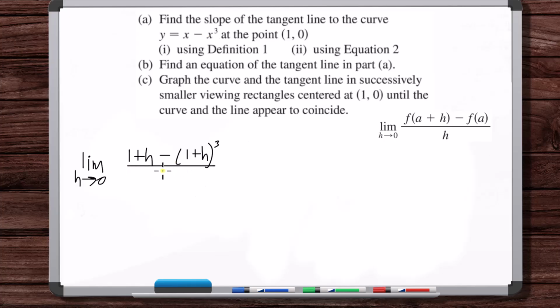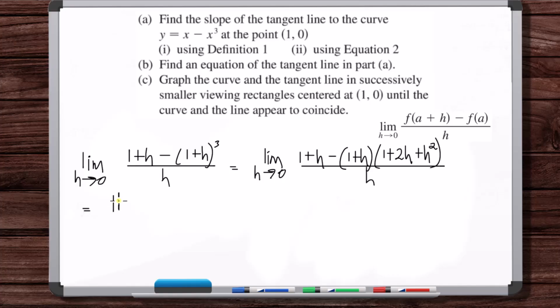Okay, all over h. The limit as h approaches 0 of, let's expand this out, and we get 1 plus h, and then times 1 plus h squared, which is 1 plus h plus h. So 1 plus 2h, and then plus h squared.